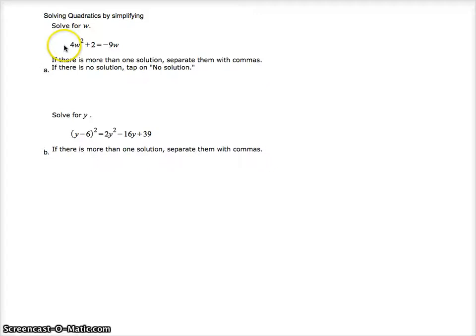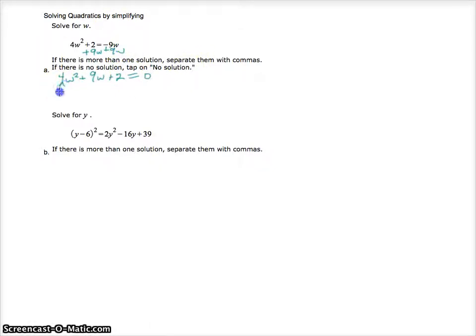Letter A says solve for w, so I have 4w squared plus 2 equals negative 9w. Well, I can't do anything with this right now, so I want to simplify it by adding 9w to both sides. So my new equation, my new quadratic, will give me 4w squared plus 9w plus 2 equals 0. So now I need to start factoring this guy.